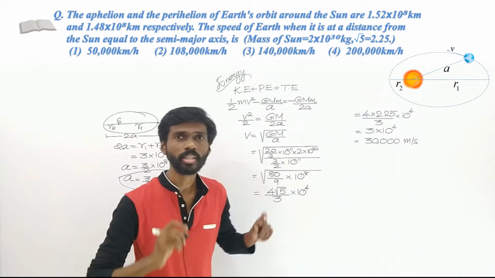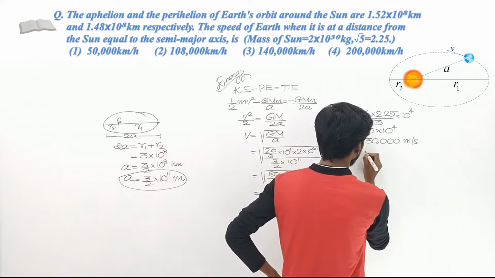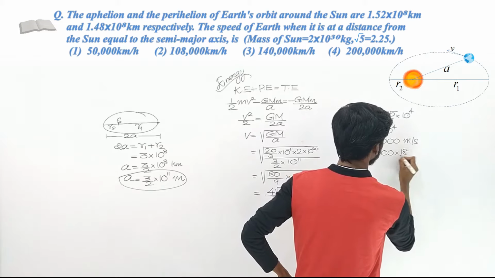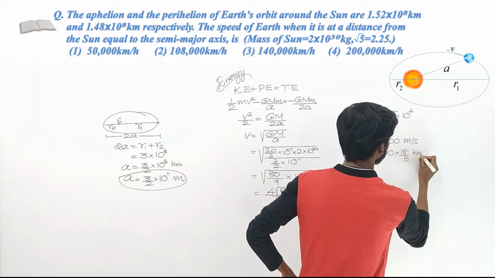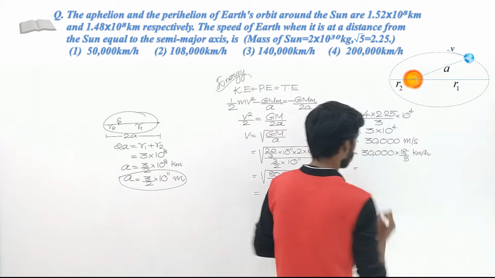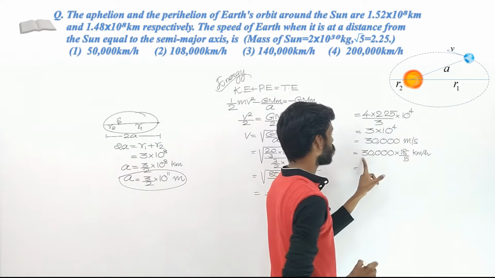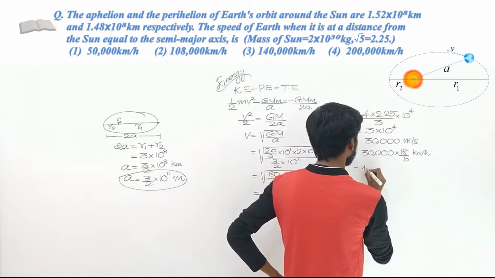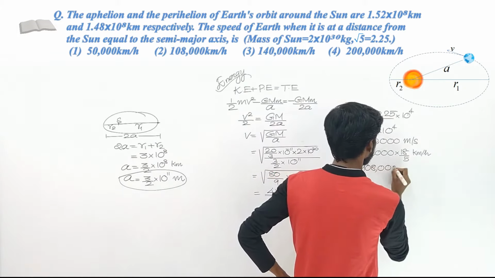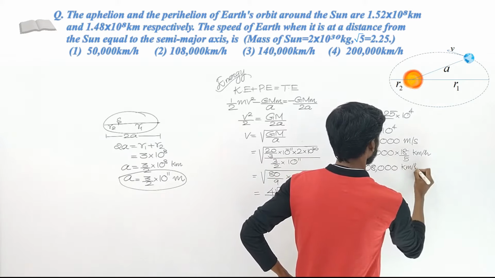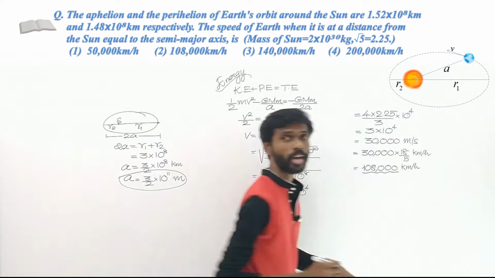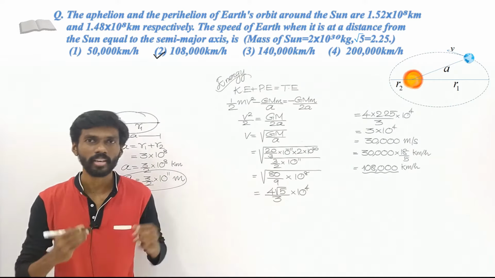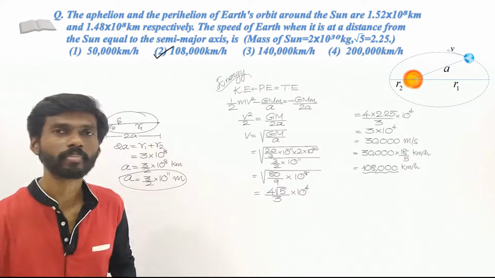But let's convert this into kilometer per hour. So 30,000 multiplied by 18 by 5 kilometer per hour. So this gives you the answer 6 times 18 or 12 times 9. So this is 108,000 kilometer per hour. So this is our required speed. So that is the speed at which our Earth is orbiting around the Sun at that particular distance.